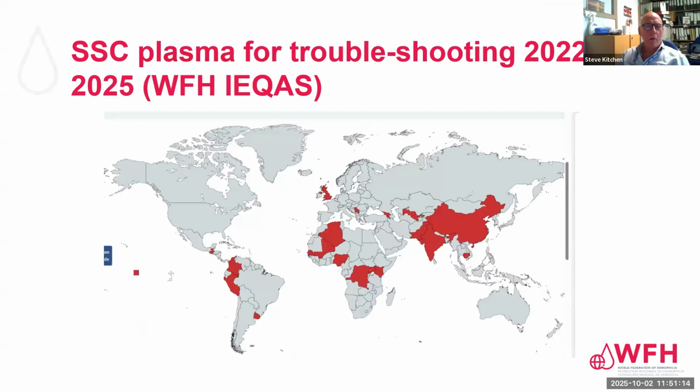And this is something which a number of laboratories have benefited from in recent years. This slide shows the last 3 years of countries where we've offered SSC plasma standard as an independent material. And these are the countries where laboratories have taken up this offer and have been able to improve their subsequent results as a consequence. So these issues occur everywhere.